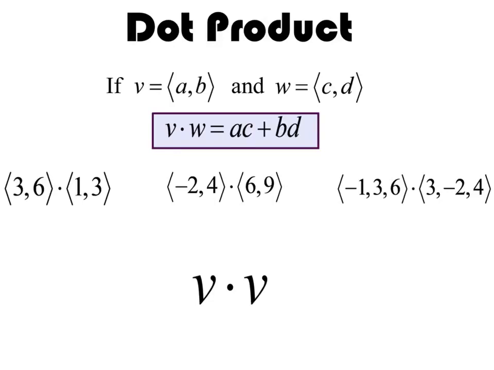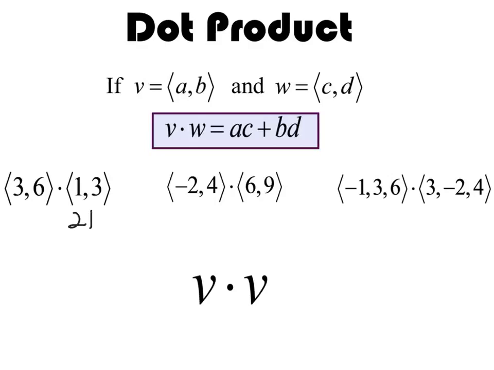So in this video, I actually want to calculate the dot product. And of course, the actual calculation is not hard at all. You begin by finding the product of the x's and the product of the y's, and then you simply add them. So 3 times 1 is 3, 6 times 3 is 18. You add them together, and it is 21.